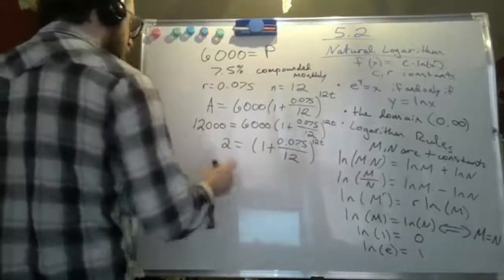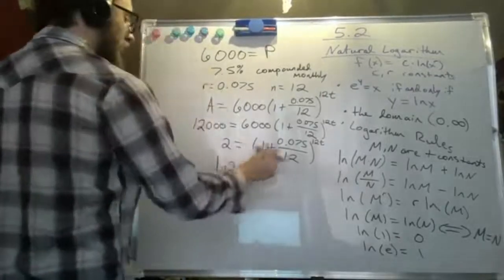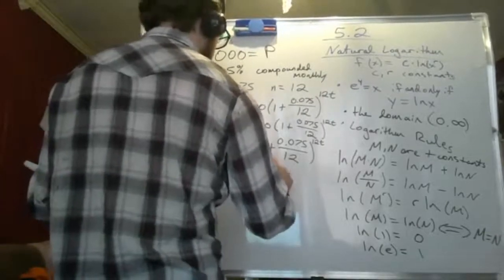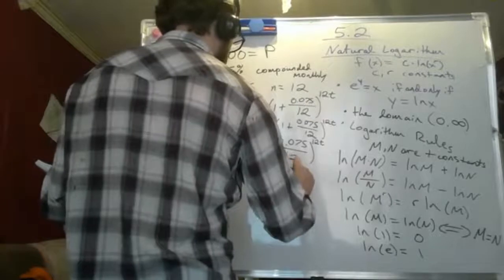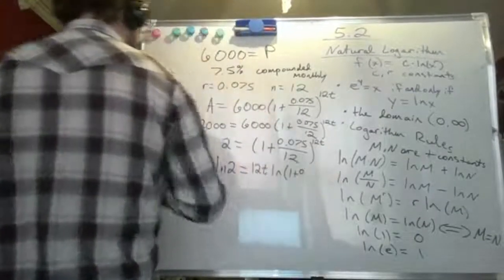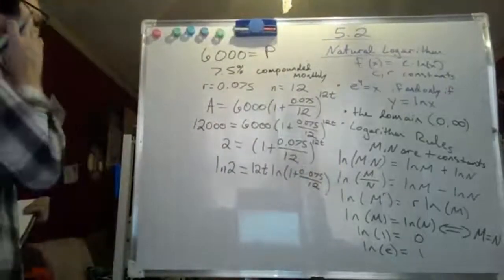And now if I take the natural log of both sides, I've got the natural log of 2 is equal to, and when I take the natural log of this, this is where our rule comes in. If I have the natural log of something raised to a power, then I can pull the power down outside as a coefficient. So 12t comes down outside as a coefficient, and so I'll have 12t times the natural log of 1 plus 0.075 divided by 12.